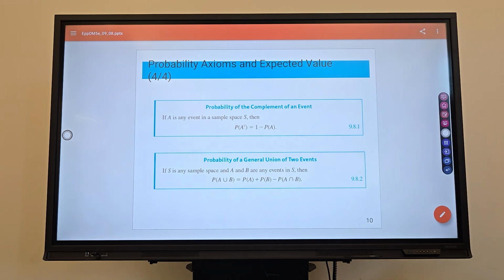And if you recall, that's very similar to the number of elements in two sets. The number of elements in the union of sets A and B is the number of elements in A plus the number of elements in B minus the number of elements in the intersection of A and B. So they don't get counted twice. Make sense?